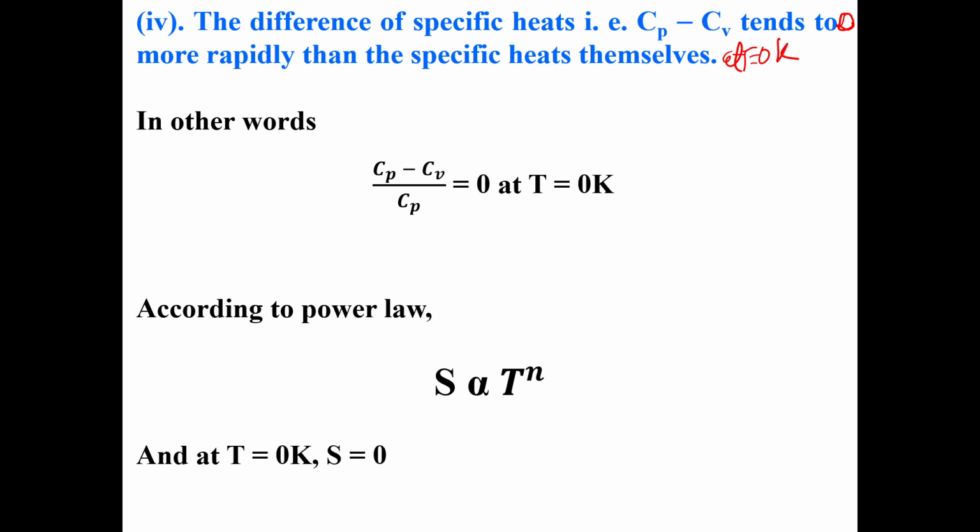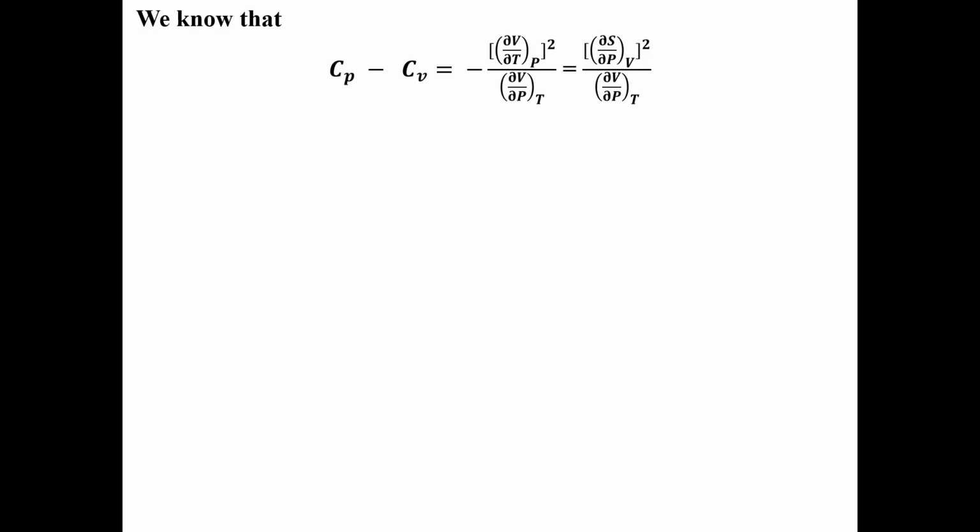According to the power law, which we have discussed previously, entropy S is directly proportional to T raised to power n, where n is equal to 1, 2, 3, and so on. When temperature is 0 Kelvin, entropy is 0. This is your Nernst theorem. Now let's prove that the difference between specific heats approaches 0 more rapidly than individual specific heats. Now we know the important relation: the difference between specific heats is equal to this.